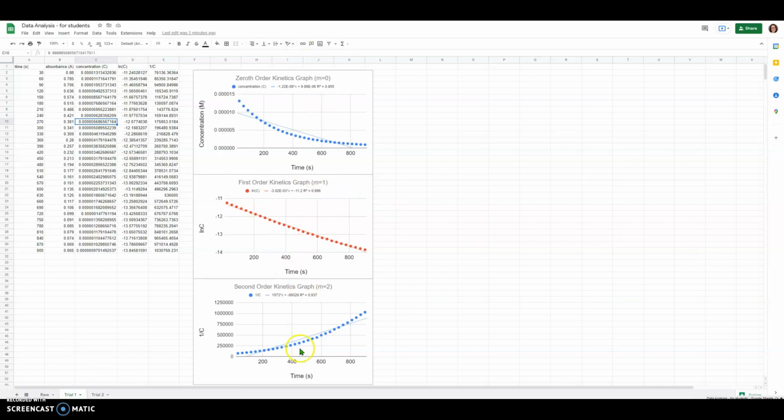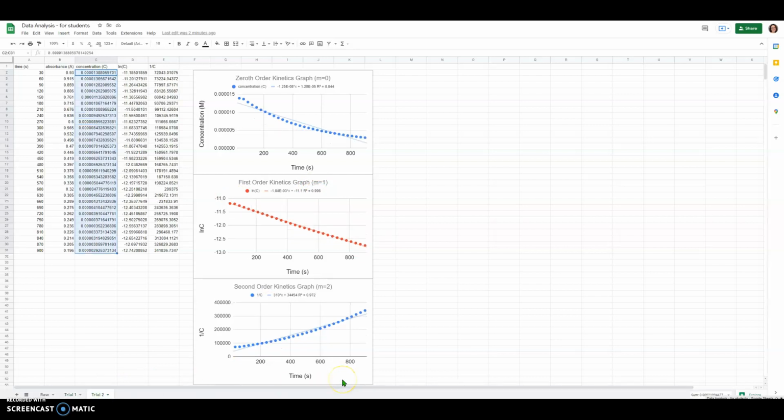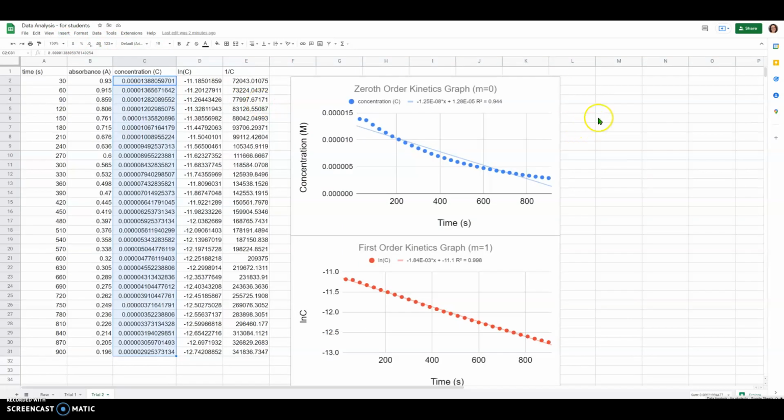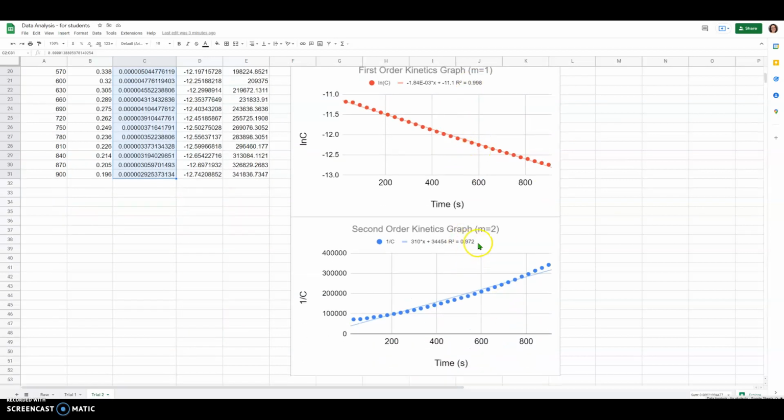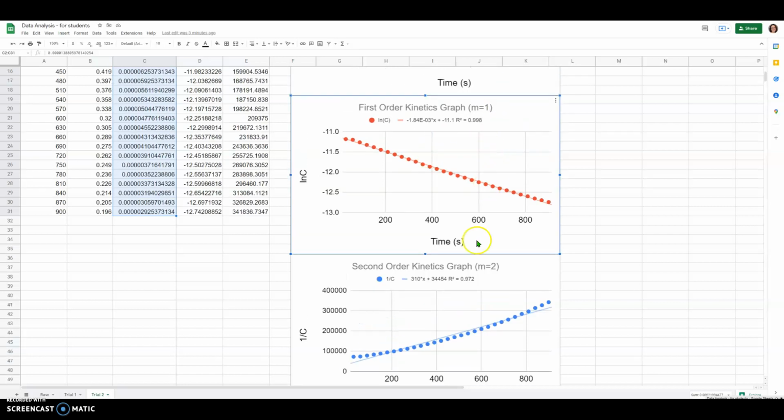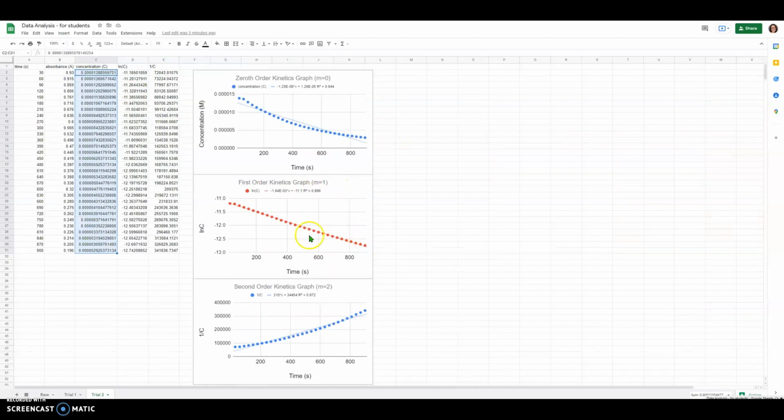So again, here's trial 1. Again, that second graph was highlighted because it was the most linear. It had the R squared value that was closest to 1. And if I switch over to trial 2, you'll notice same result, right? That second graph is the most linear. It may be a little hard to see here, but let me go ahead and zoom back in and point out that the R squared value for the first graph is 0.944, but for the second graph it's 0.998, and for the third graph it's 0.972. So again, that second graph, which corresponds to first order, is the most linear and therefore gives me the reaction order.